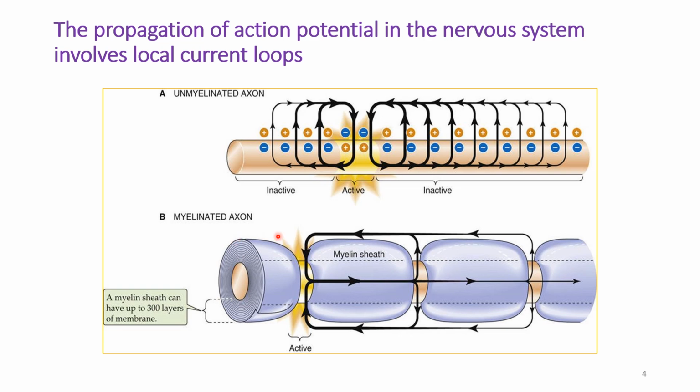And in this myelinated axon, the myelin sheath is present. It has some gaps. Between the gaps of the myelin sheaths, we have nodes of Ranvier. So at the node of Ranvier, there is formation of a local current loop.